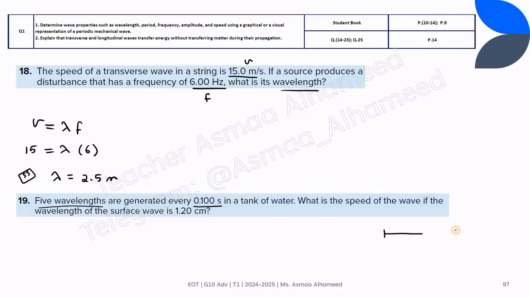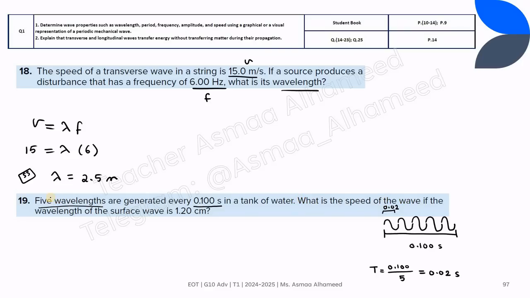So here we have 5 wavelengths generated every 0.1 seconds. So let's say that from here to here, this is 0.100 seconds, and you are starting from here and you have one wave, 2 waves, 3 waves, 4 waves, and 5 waves. Now, how much is the time for one wave? The period will be 0.100 divided by 5, so we get 0.02 seconds. So this wave will take 0.02 seconds to complete from this point to this point, and then the next one will be 0.02, 0.02, 0.02 until we finish the distance.